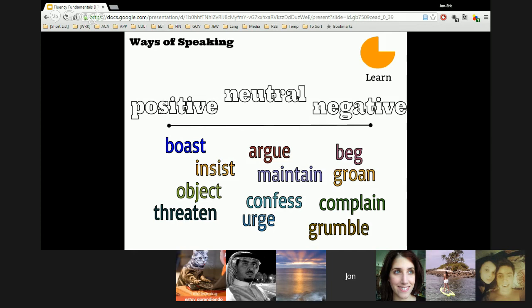So we're on our second set of words, Anna Carolina. The first were all about the volume of the way we speak, loud or soft. These are about the emotion that we are feeling when we speak. Are we boasting, talking about ourselves in a self-important way? Are we insisting? Are we objecting to? So we're up to maintain. The next word is confess.